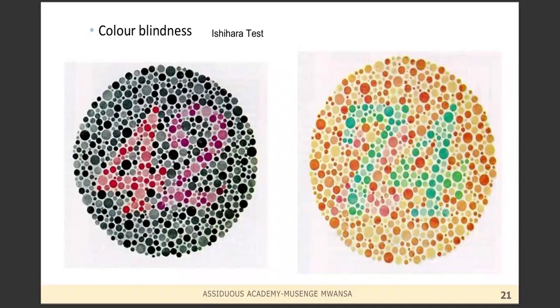Sometimes some people are color blind, they can't differentiate colors, so you can use what we call the Ishihara test. You ask them to read these numbers. If they can read or they can't read, you can be able to determine. If they can't read, someone is color blind. If they can read, then they are okay.